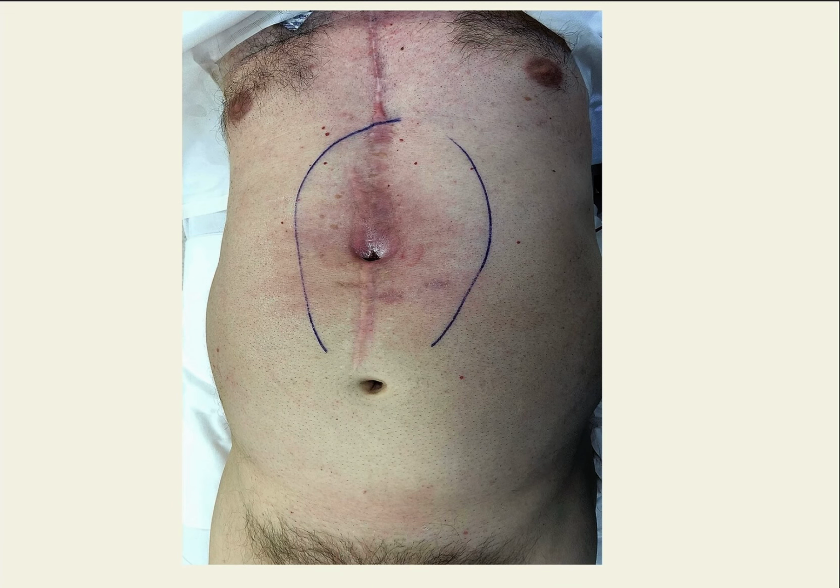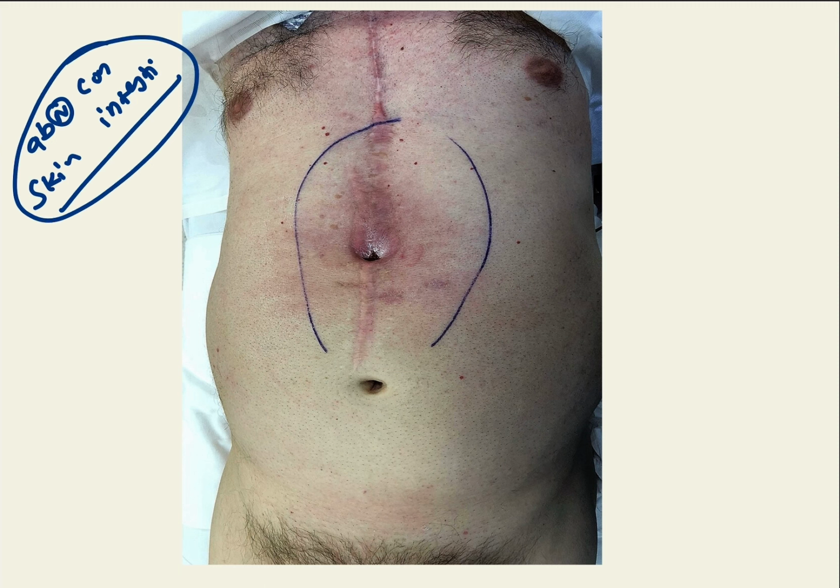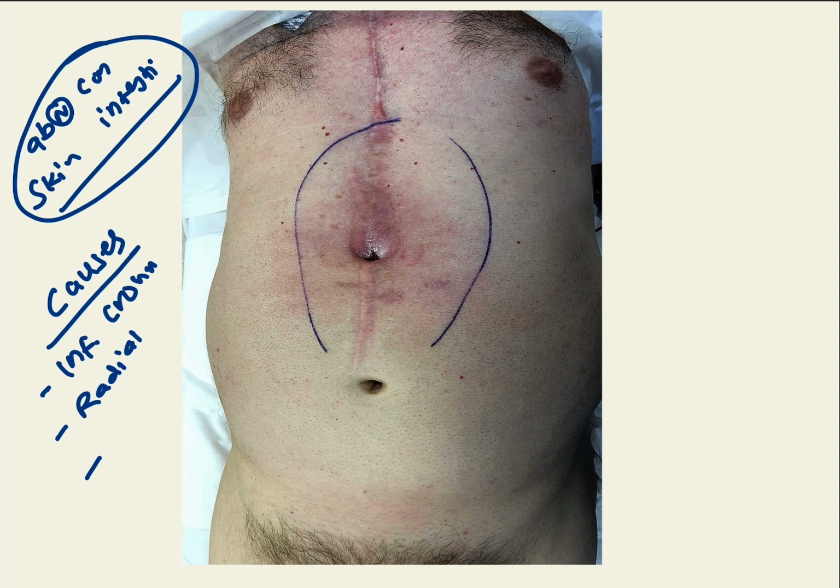So we have read about the definition. Enterocutaneous fistula is an abnormal connection between the skin and the intestine. After that, we have read about the causes, like inflammatory bowel disease such as Crohn's disease, radiation, neoplasm, abdominal trauma, and surgical complications.